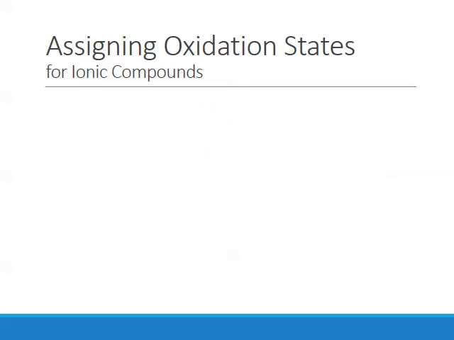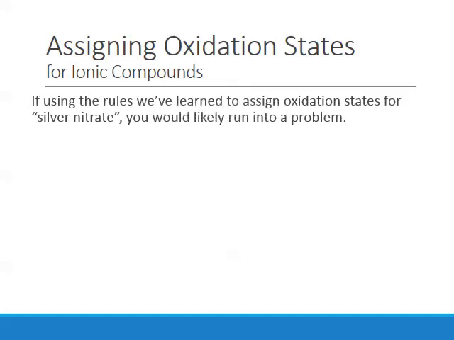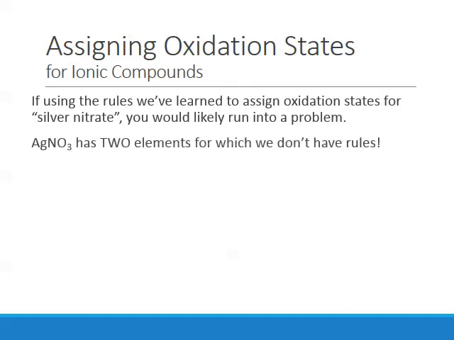What if you were looking at an ionic compound? An ionic compound like silver nitrate, if you try to follow the rules as we did on the previous slide, you'd probably run into a problem. You'd run into a brick wall. The problem is that silver nitrate has two elements, silver and nitrogen, for which we would not have any rule to assign an oxidation state. We would know that oxygens are -2, we would know that the entire thing is neutral, but how would we decide what the silver and the nitrogen's oxidation states should be?